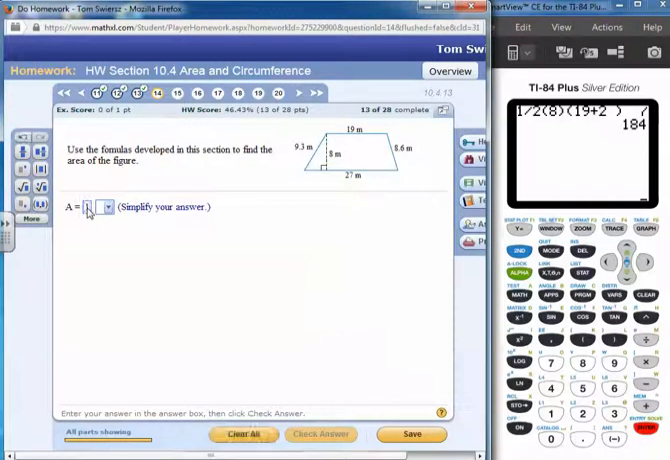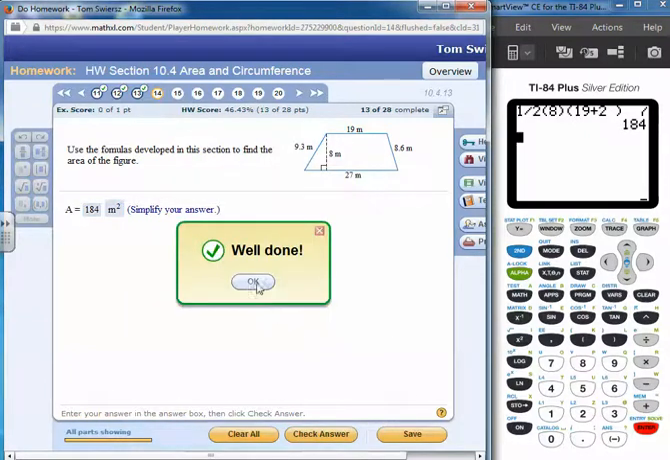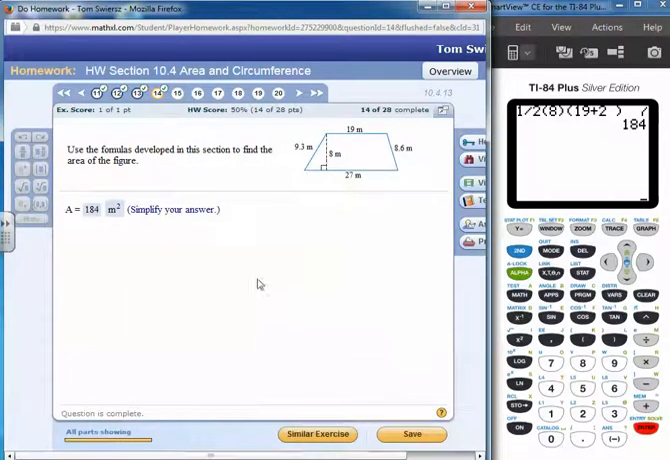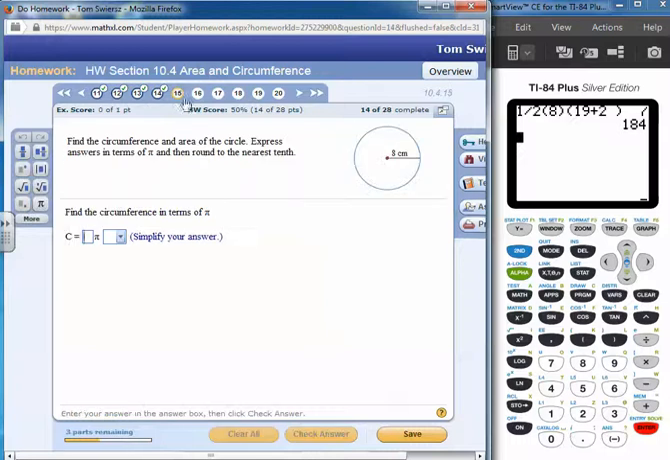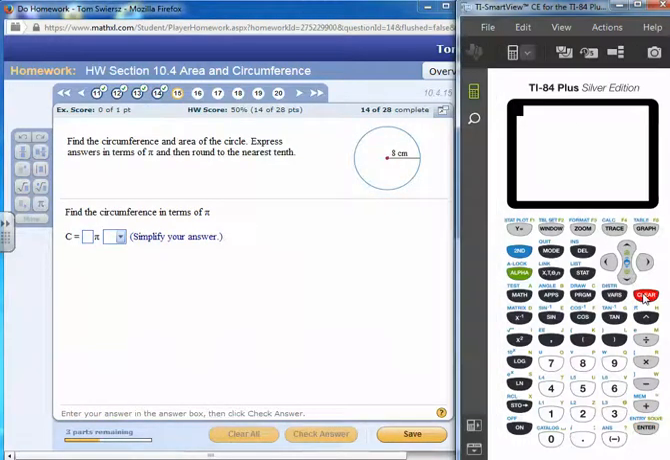Now we know the units are in meters, the lengths of the sides, so area is always square units, so square meters is the correct unit. All right, very good. Let's go ahead and work on problem 15.